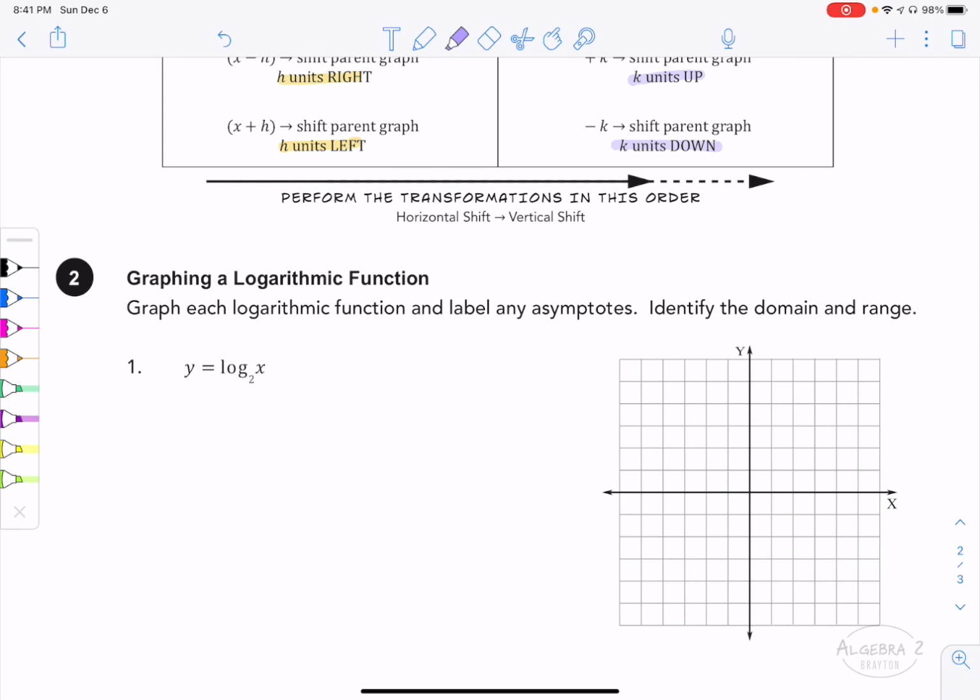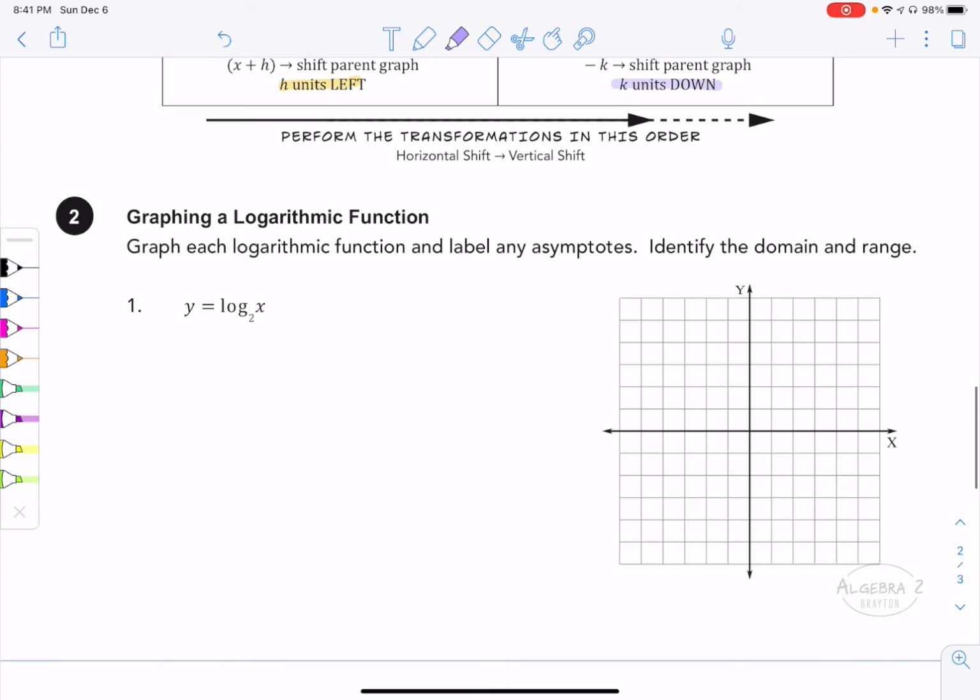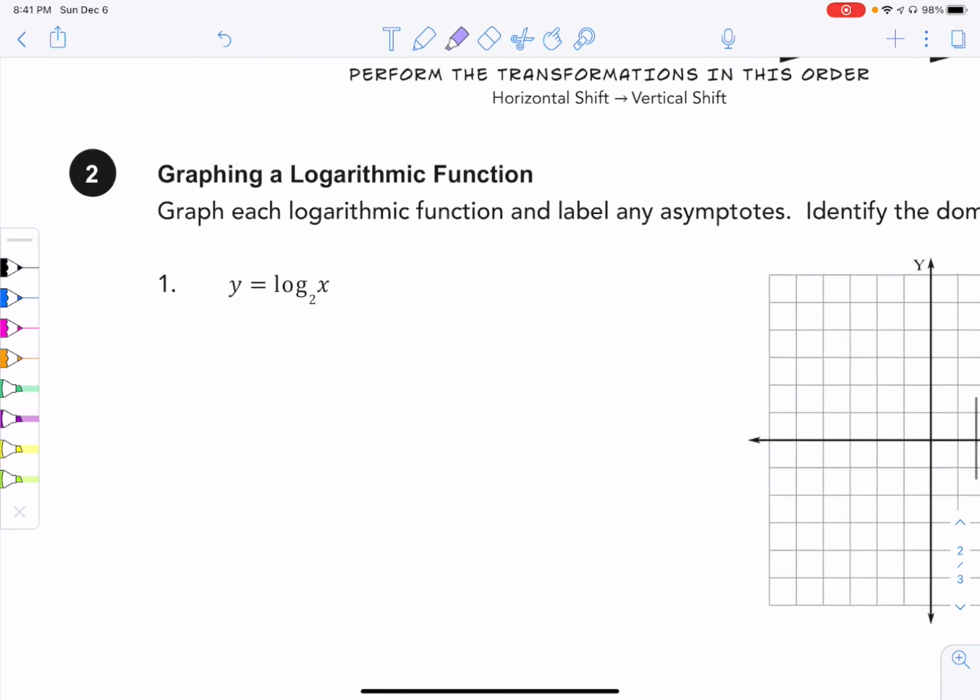So if we take a look at the first example, we're graphing log base 2 of x. And I'm going to go through every step for the first one. I'm not going to do that for all of them, but for this one, just so we can see the whole graph, we're going to start by identifying the parent function. That's step 1. In this case, we don't even have to change anything. The parent is the graph that's given to you. Y is equal to log base 2 of x.